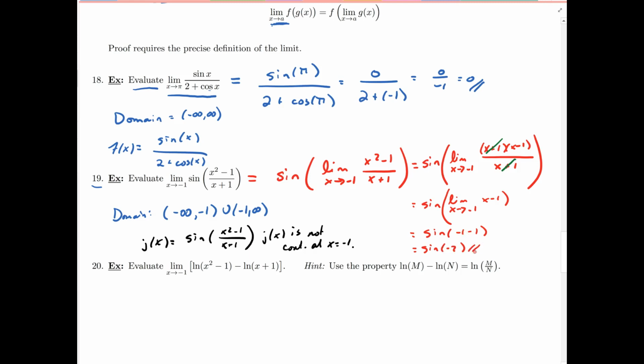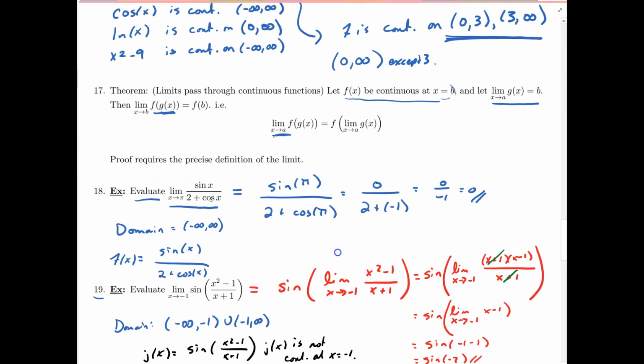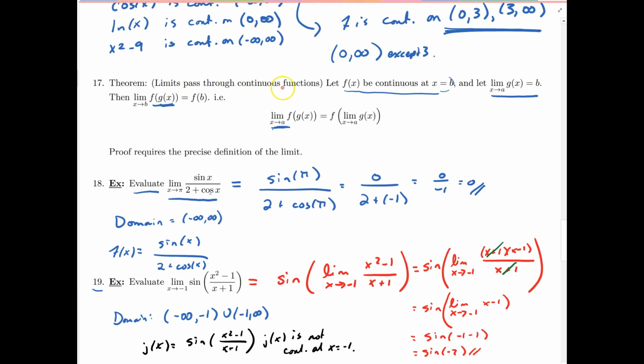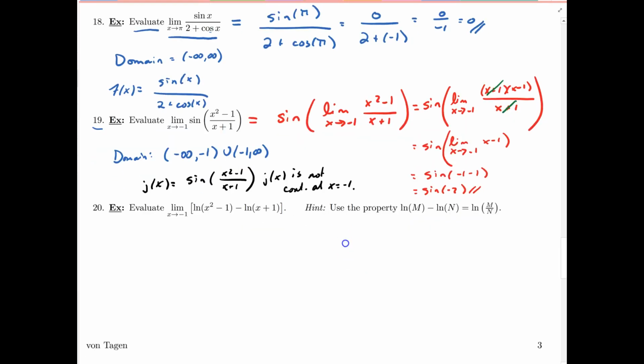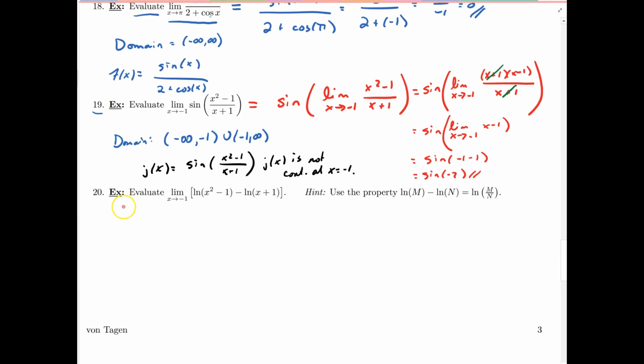Okay? I'm not worried about getting a decimal approximation of that. It's kind of nicer just to leave it in exact form. But to close the loop on this, what did we do? We applied theorem 17, which says that limits pass through continuous functions. So even though this j of x, the function we're working with, isn't continuous at negative 1, so I can't apply direct substitution to it, the outermost function was a continuous function, and so I passed the limit through that outermost function.